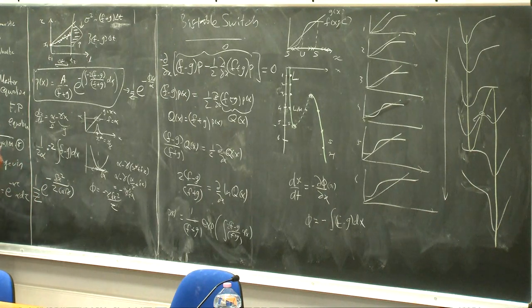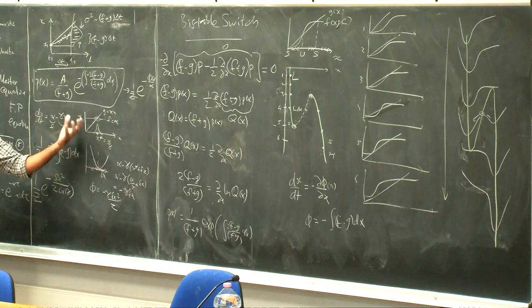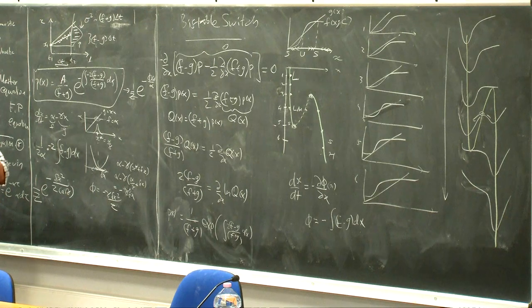In general, by the way, if f and g are not linear, you can still say that maybe the stochastic distribution is quite tightly focused around some fixed point. You can linearize around there and do the same trick. And that's called the linear noise approximation.